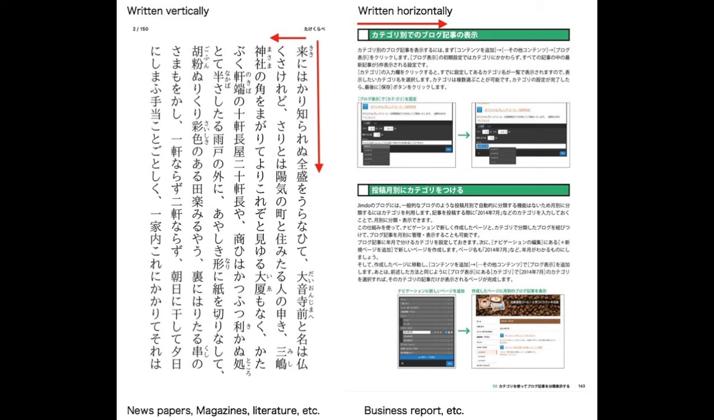From the reader's point of view, however, vertically written sentences are easier to read, and for this reason most newspapers, magazines, and popular books are printed in this style.